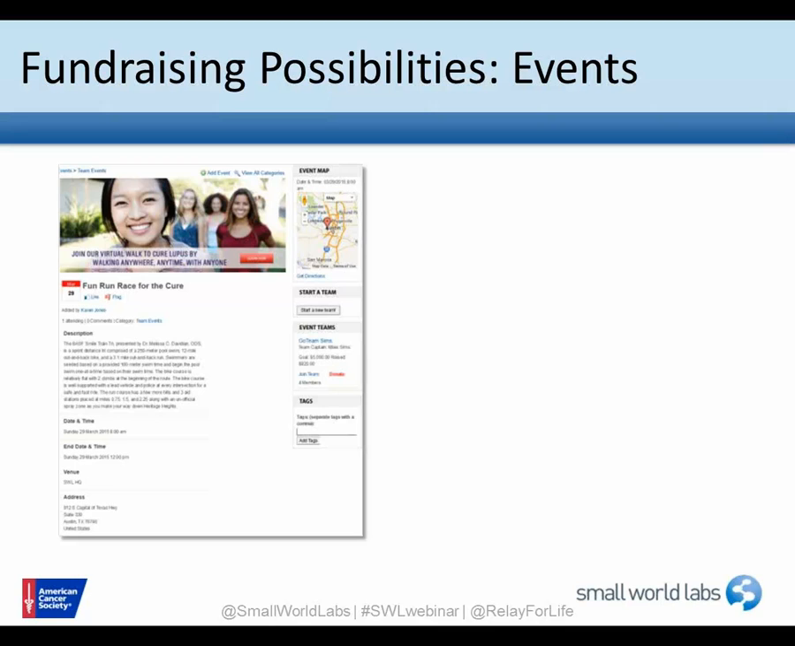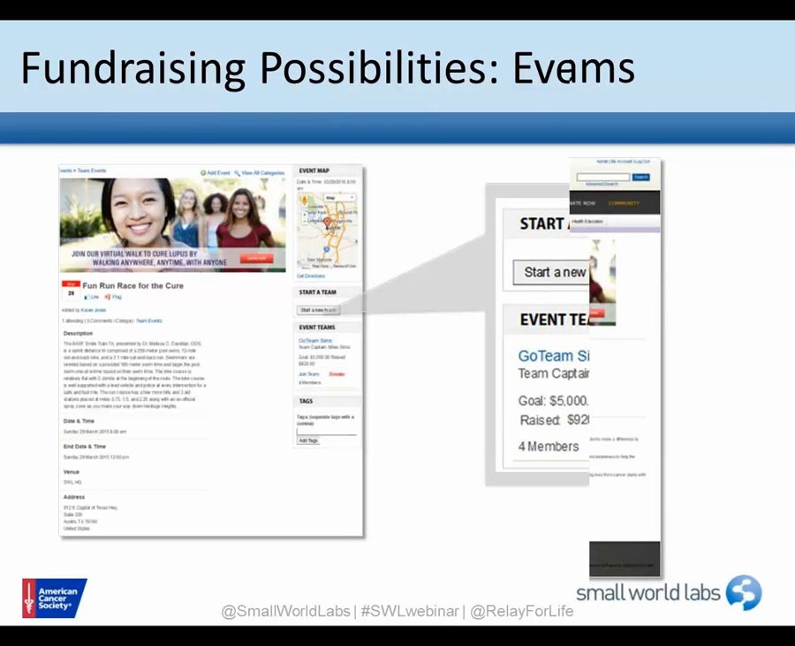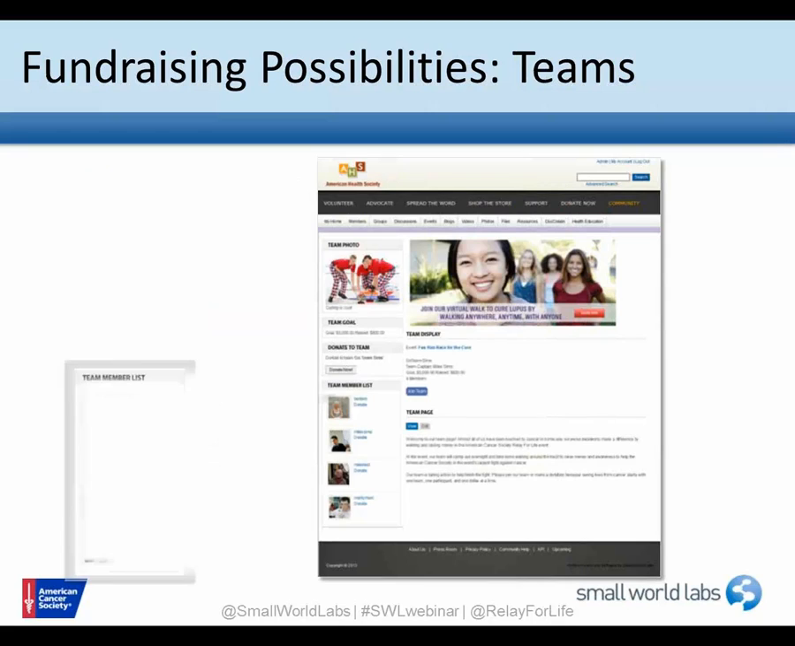And what it enables you to do is, here we're looking at an example of an event that was auto-created in the community, using those two systems tied together. Within the community environment, all members can see the event, start a new team, or see existing teams. And team pages, if there's team-based fundraising as a part of this, are also auto-generated in the community.